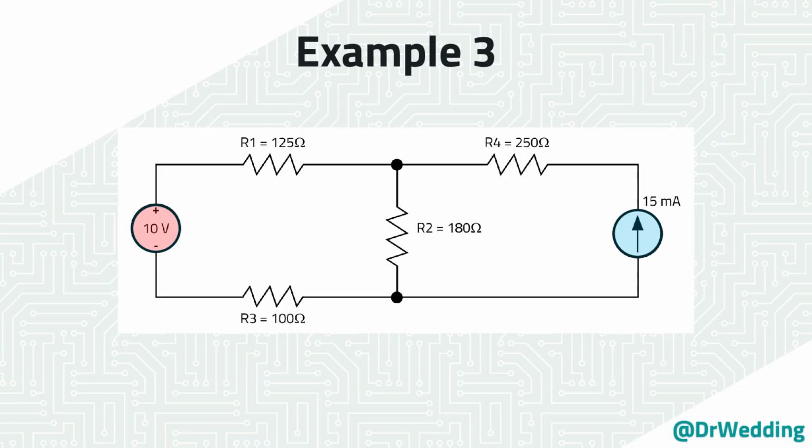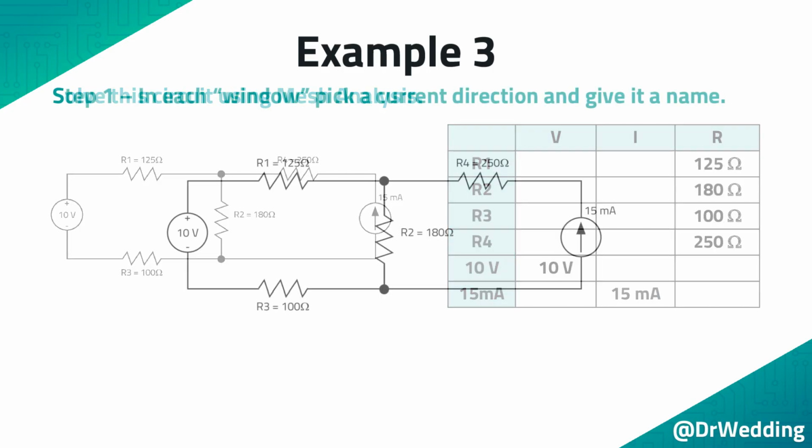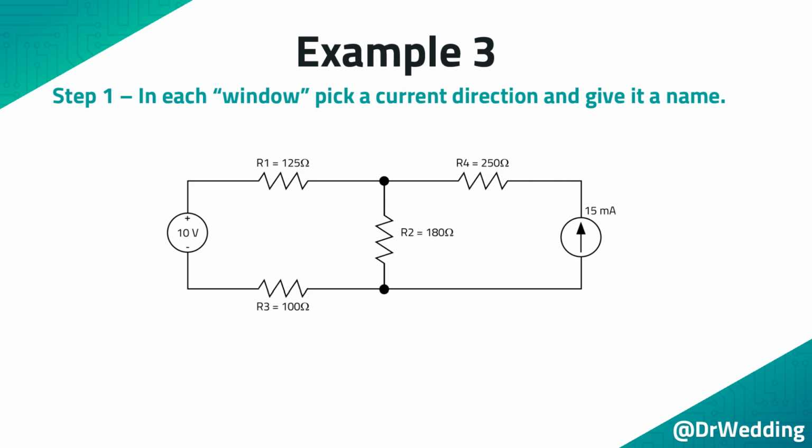Example 3 has a voltage source and a current source in it, and this may be the easiest type of mesh circuit to solve. Solve this circuit using mesh analysis. Start by generating a table for the values. Step 1. In each window, pick a current direction and give it a name.